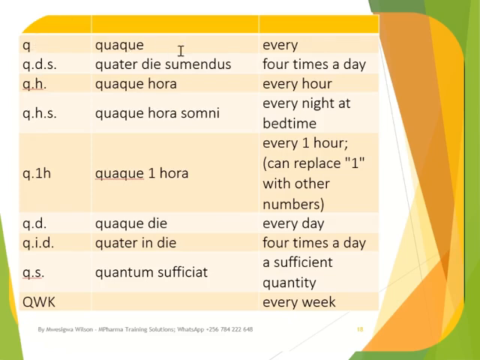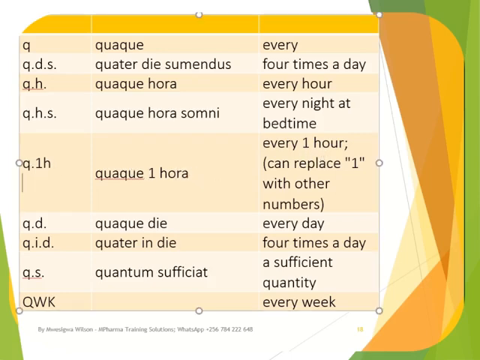Q means every. If I say QH, it means every hour. Q1H, every 1 hour. You could have Q4H, you could have Q8H, every 8 hours. You could have Q12H, and others, as you're going to see in the preceding meaning.